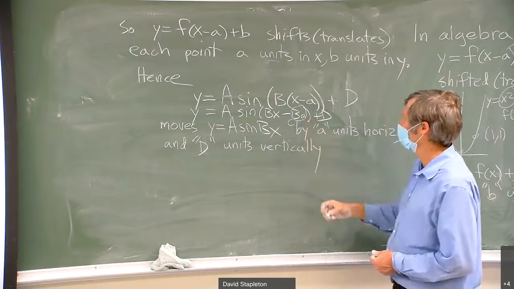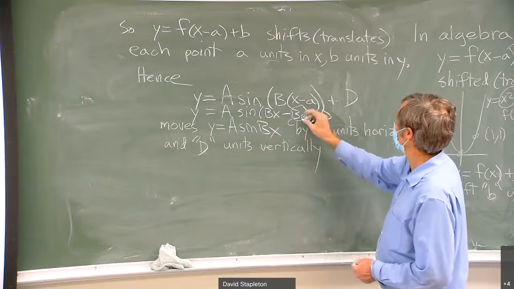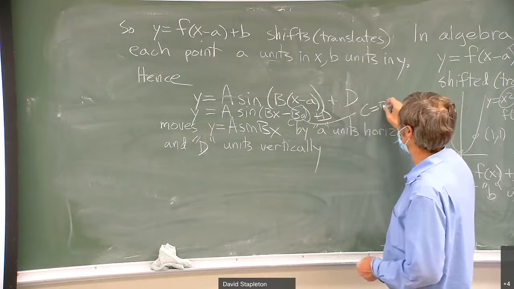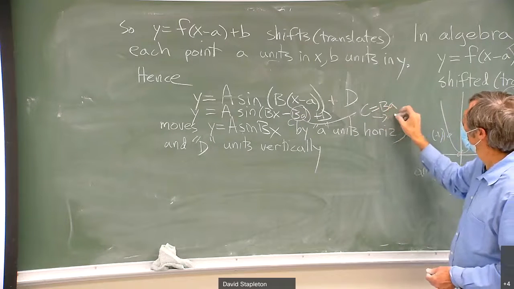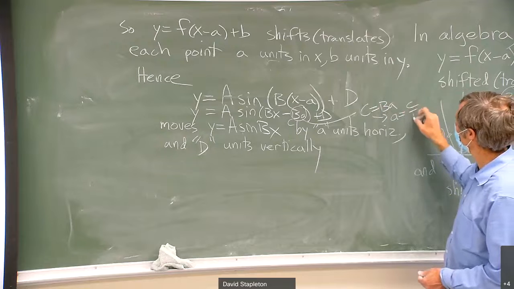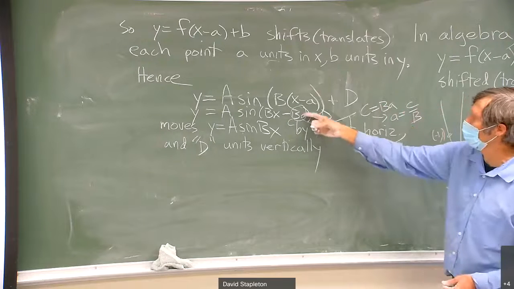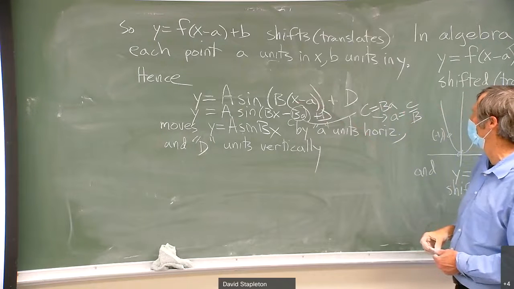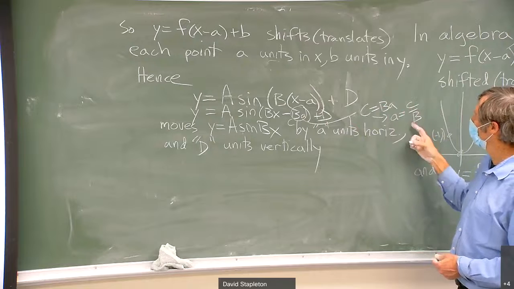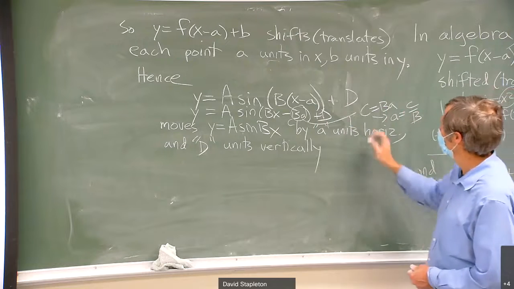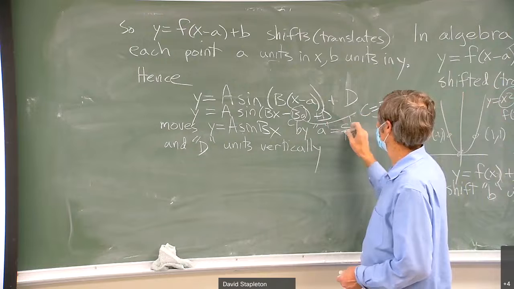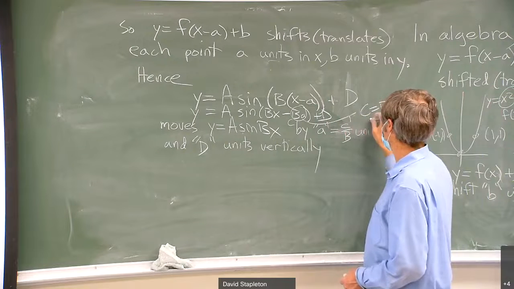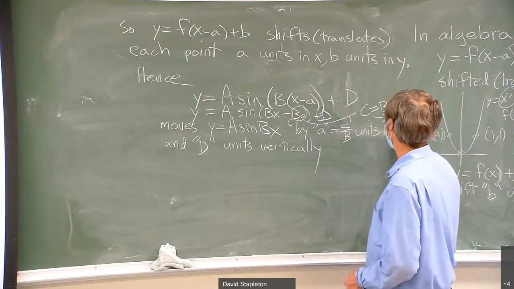But now, if we let c equal ba, then a equals c over b is the shift, right? a is still the shift because I replaced x by x minus a. But a is, if I let a be c over b, then the shift is c over b horizontally.